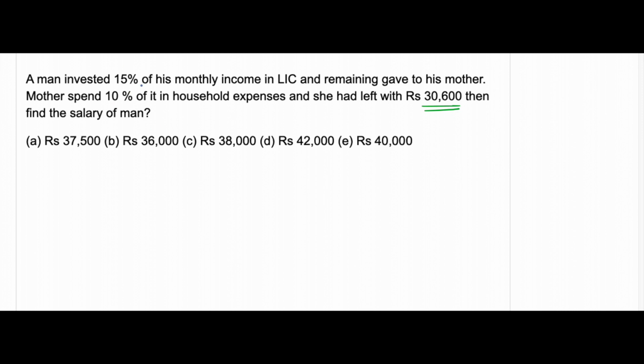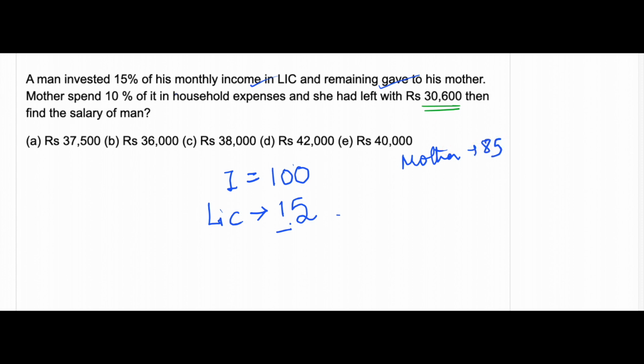Okay, fine. The man invested 15% of the monthly income in LIC. Let the monthly income be 100. Spending on LIC is 15% means 15. And the remaining he gave to his mother. So 100 minus 15 is 85. So he gave 85 to his mother. The mother spends 10% of it on household expenses. 10% of 85 is 8.5. So the household expense is 8.5. Now she is left with 30,600.